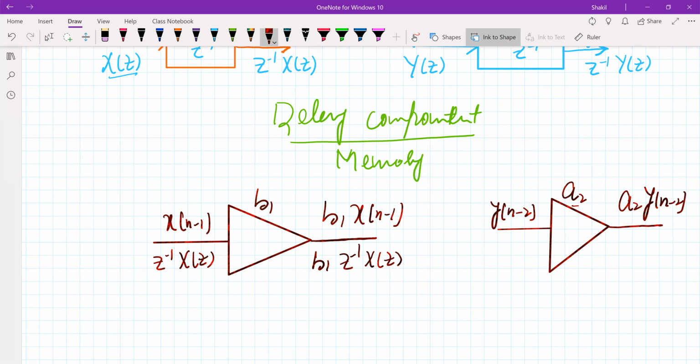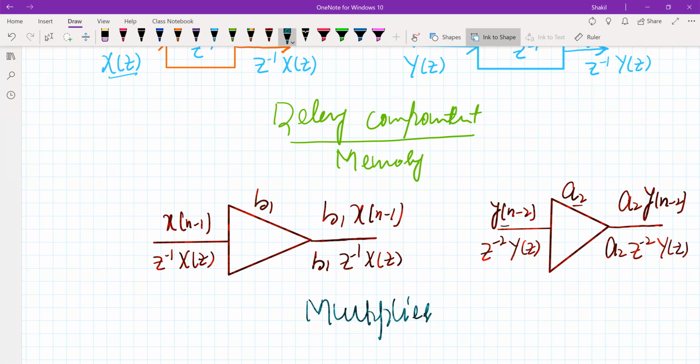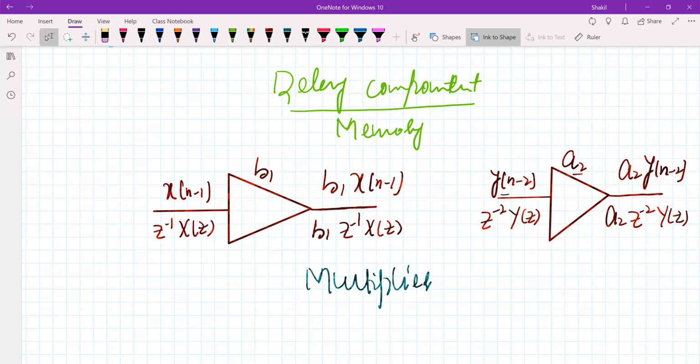Now you can say if the multiplier coefficient is a2, it simply multiplies with this input, that's all. But this operation in the frequency domain, the input will be Y of z, right? So the output will be a2 z to the power minus 2 Y of z. I hope you understand this. And this simply means this is a multiplier component. I'm showing just one example here, right? I'm taking this as the example of input, and this will be the output. All right, and this is the multiplier coefficient. Please remember, this is just an example.